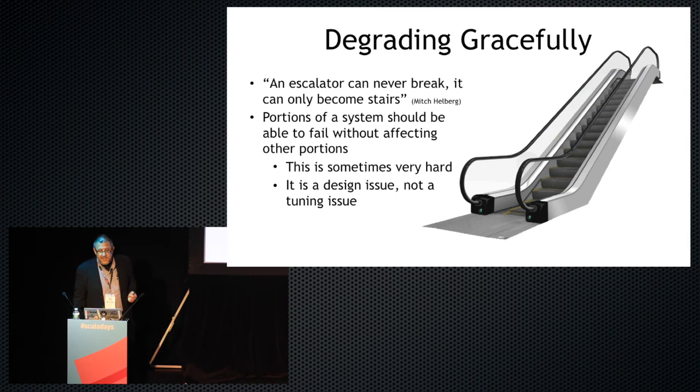So basically, the idea is portions of the system should be able to fail without affecting other portions. That's actually a good test. Switch some services off. Do the other services still work? Great, you're not coupled. If those services simply keep going with slightly out-of-date data, but they keep going, then you have a much more resilient system that can, in fact, degrade gracefully. It, again, is sometimes really hard to design this ahead of time. It's very hard to predict. And it is a design issue, not a tuning issue. You can't tune graceful degradation. Your system has to be built to do that.